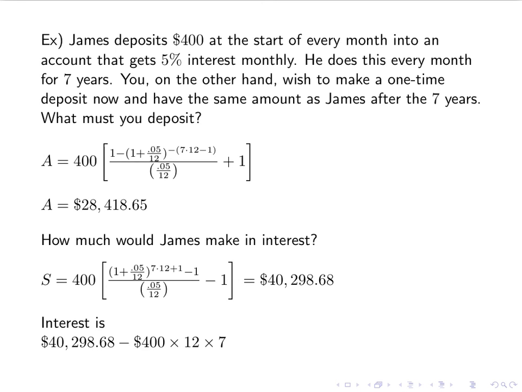So again, the interest will be that number minus the 400 times 12 times 7 that we talked about earlier for P. So it's going to be 40,298.68 minus 33,600, which gives us an interest of $6,698.68.